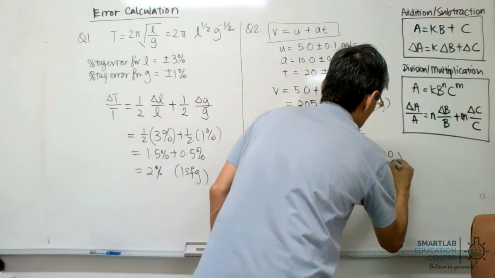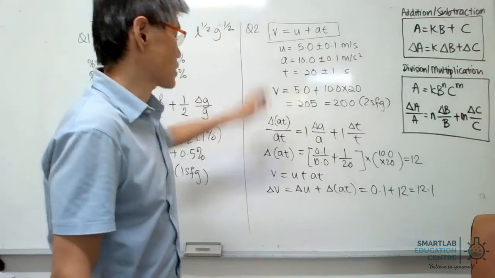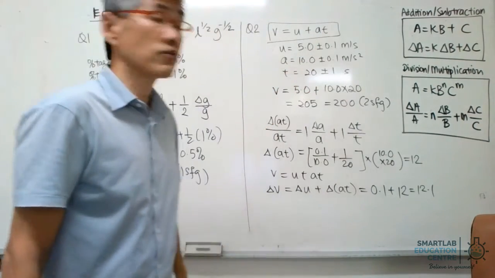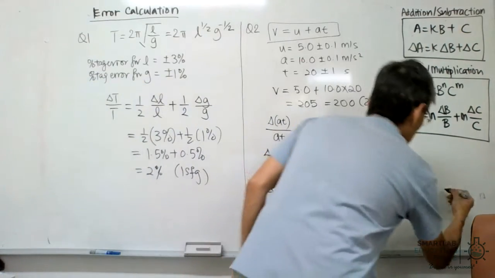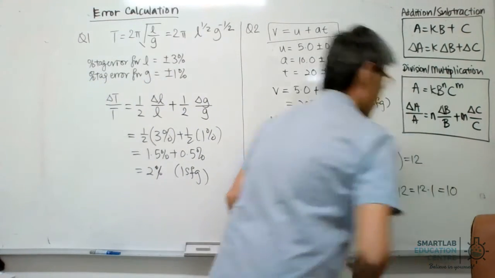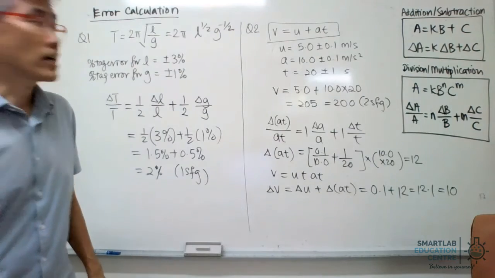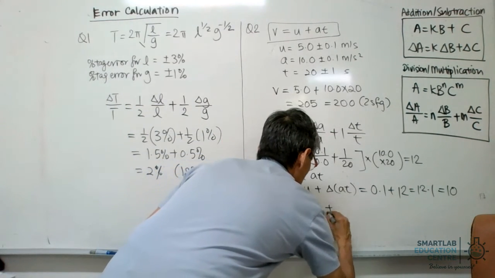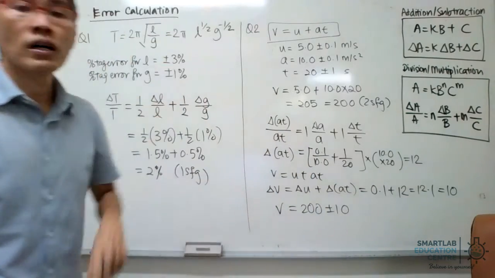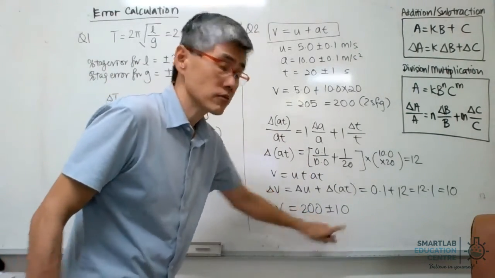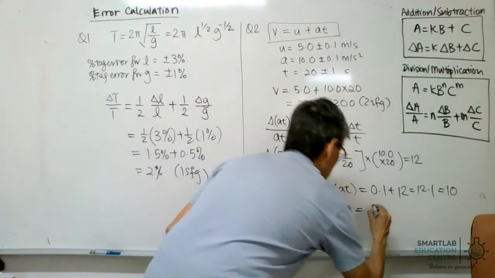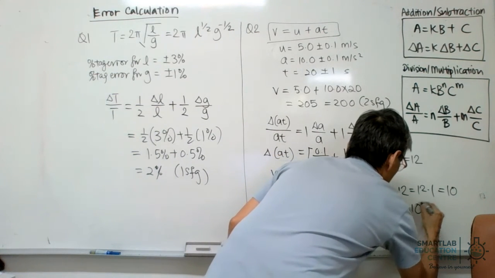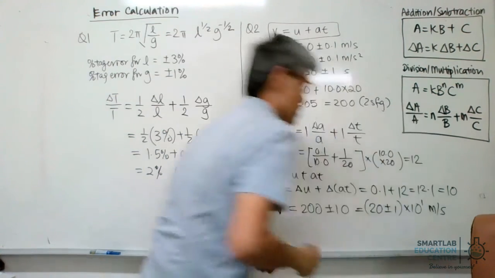AT will actually be 10.0 times 20. Okay. In the actual uncertainty, all right, is always one significant figure. So therefore, because of that, we'll be rounding up to 10. Okay, so hence the value of V will be equal to 200 plus minus 10. This will be considered 1 SF, right? Or otherwise, if I do it in standard form, that's the way to represent it.